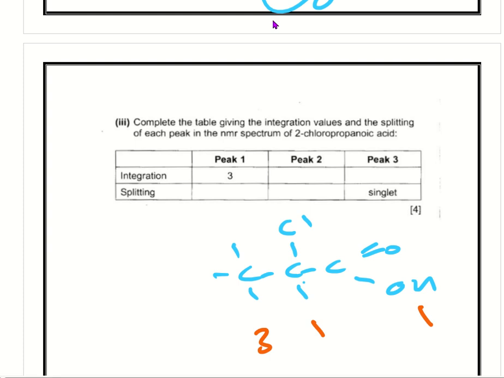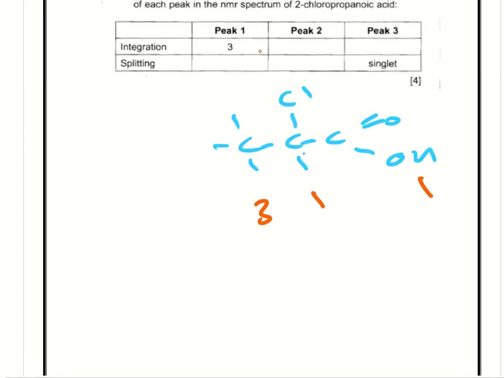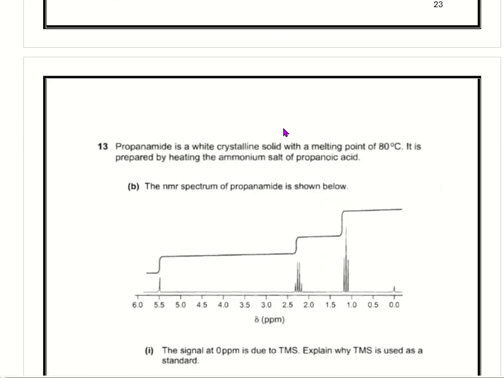Okay, our splitting here is going to be, this is going to split to a doublet because it's adjacent to a CH. This is going to split to a quartet, and that's going to split to a singlet. Okay, so peak 1 is 3. So it's going to split to a doublet. Peak 2 then, that's going to have an integration trace of 1, and that's going to split to a quartet, and then our singlet at the end there is like so.